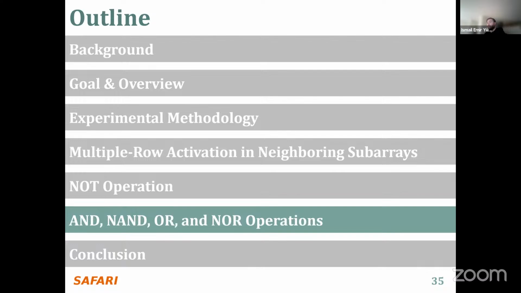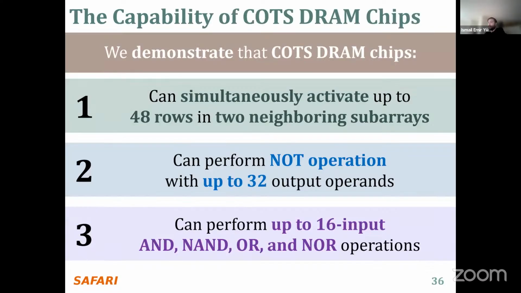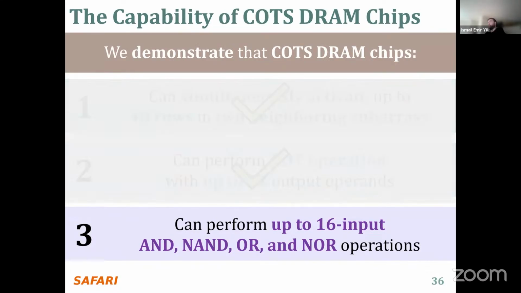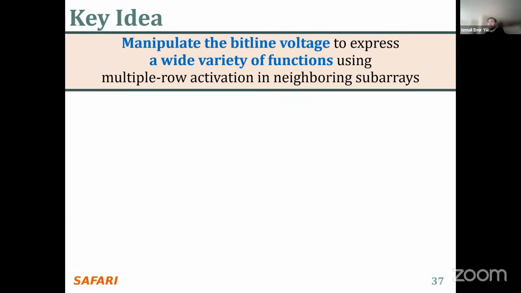And now let's take a look at the last Boolean operation that we present in this paper, AND, NAND, OR and NOR operations. Our key idea is to manipulate the bitline voltage to express a wide variety of functions using multiple row activation in neighboring subarrays.